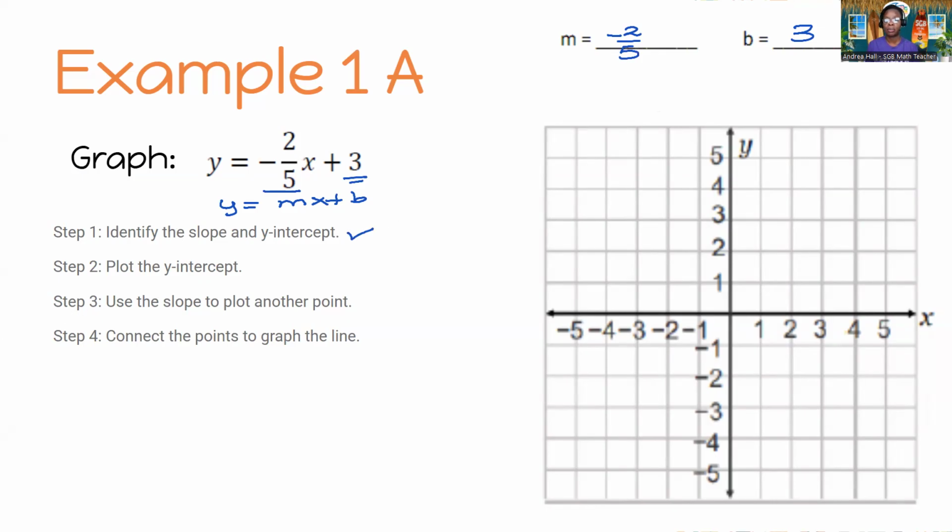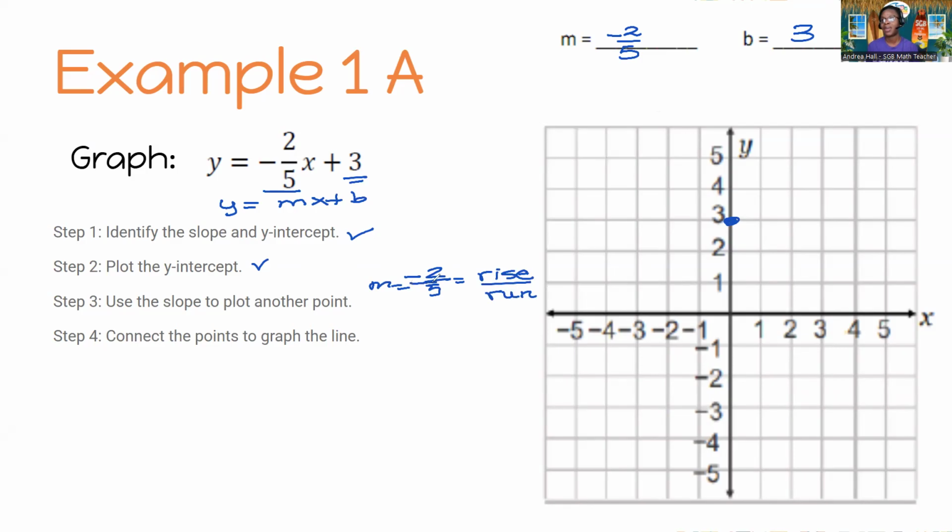Step 2, plot the y-intercept. So the y-intercept is on the y-axis. The y-intercept is 3. So I'm going to put a dot at 3. That's step 2. Step 3, use the slope to plot the other point. So our slope here is negative 2 over 5. That's our slope. So remember, our slope tells us rise over run. If you did not remember that, write that down. Slope tells you rise over run.